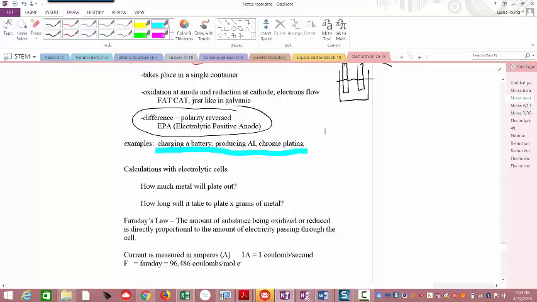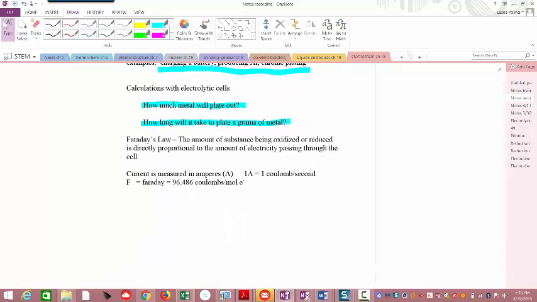So what type of things are these? Charging a battery, plating metals, and the types of calculations we're going to do are how much metal will plate out, or how long will it take to plate a certain amount of metal. So we need to know how much electricity is passing through, and current is measured in amps, and 1 amp is 1 coulomb per second, and Faraday's constant, of course, has that.